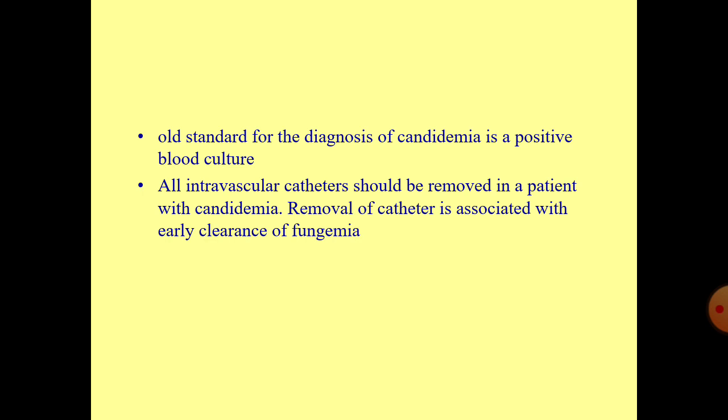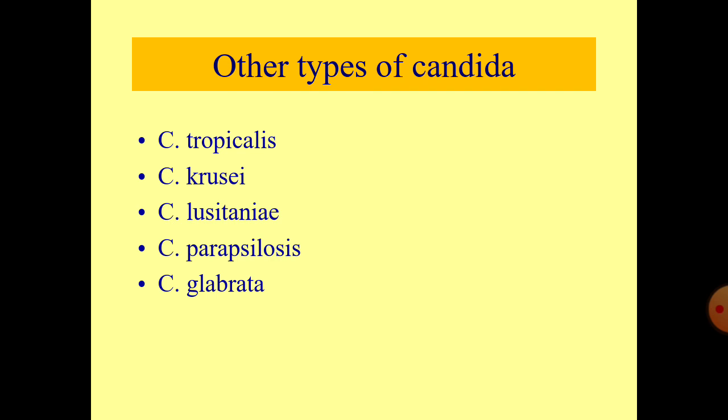So the older standard, or the gold standard actually, for diagnosis of candidemia is positive blood culture, because it is hematogenous. Once you find candida in the positive blood culture, you can say 100% these patients have candidemia. If the patient has a central venous line, these catheters should be removed in addition to the antifungal therapy.